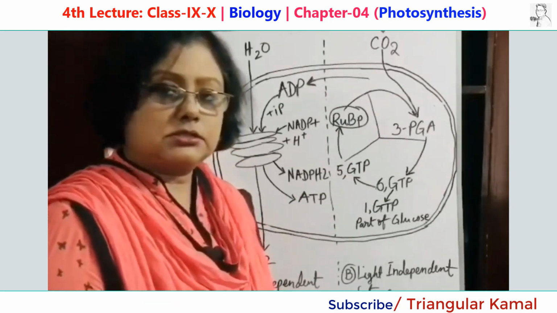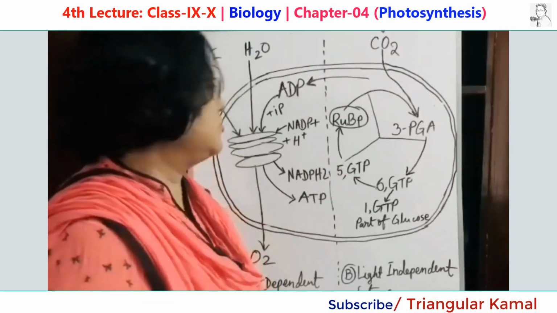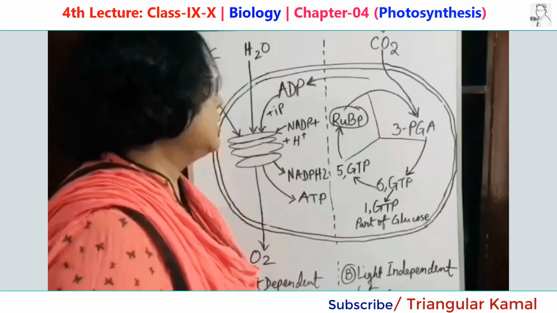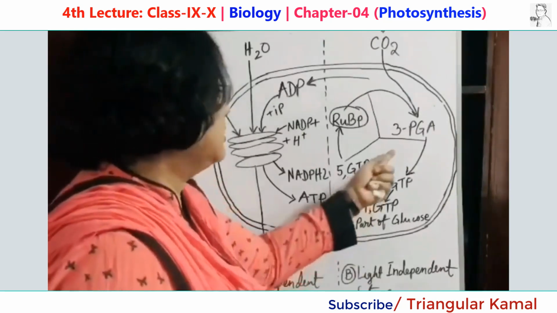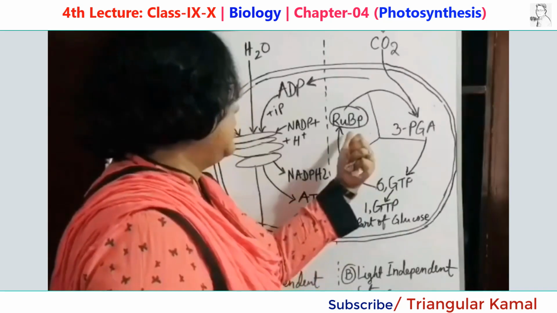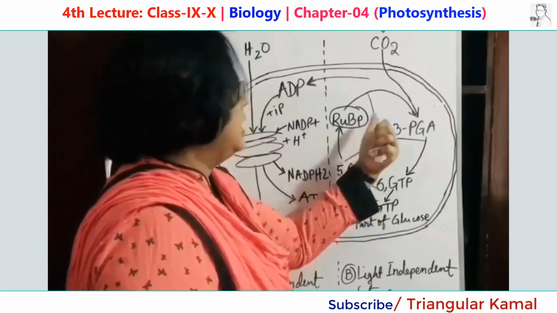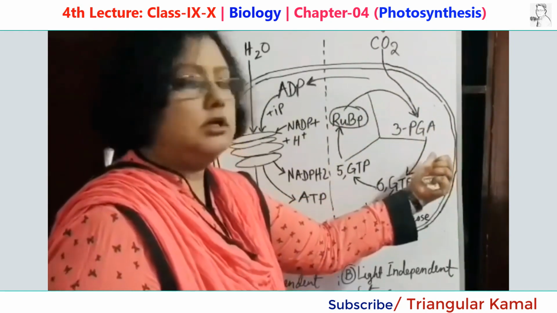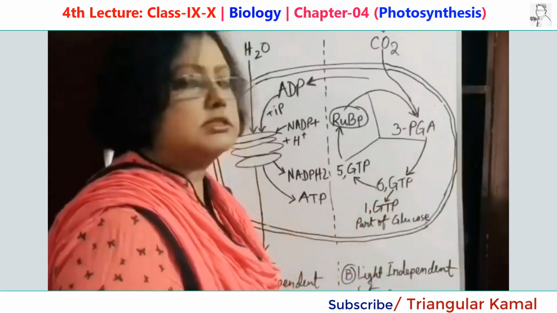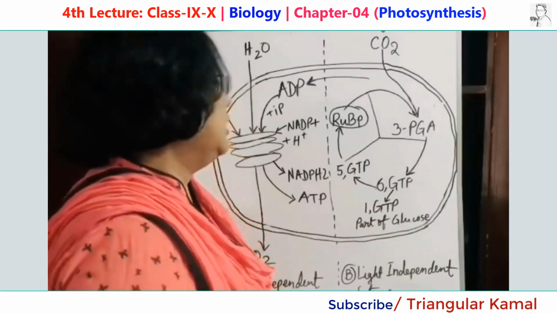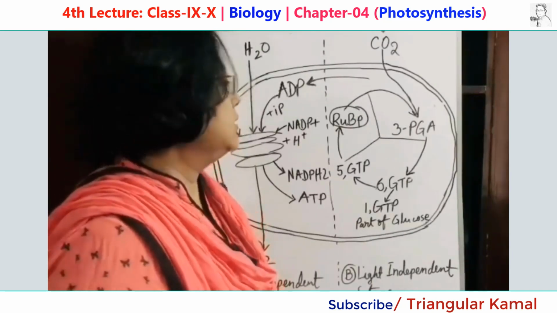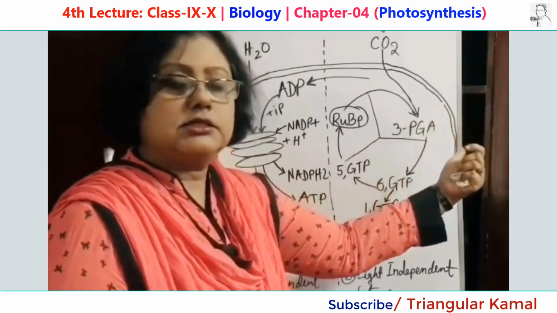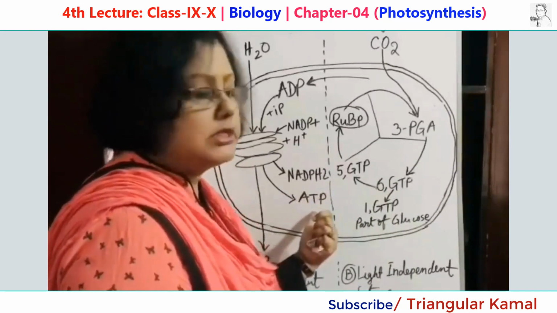The light independent stage occurs in the stroma of the chloroplast. What is happening there? Carbon dioxide from the atmosphere enters the leaves through the stomata and reaches the chloroplast, and there the chloroplast already has a compound called RUBP. This carbon dioxide combines with RUBP and produces the first stable compound, called phosphoglyceric acid. Phosphoglyceric acid contains 3 carbon atoms, and production of PGA needs energy, which is given by the ATP produced in the light dependent stage.